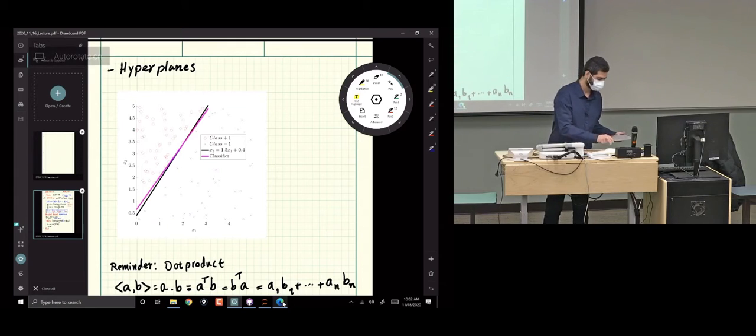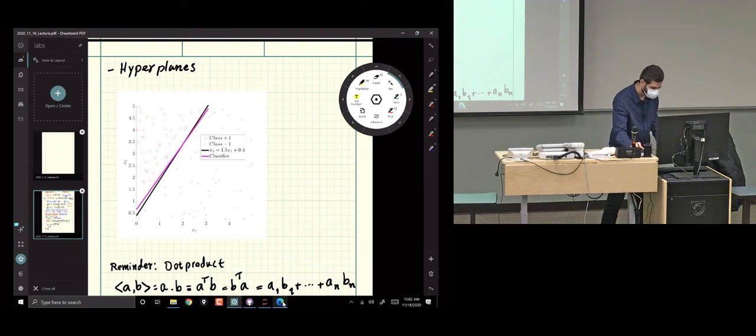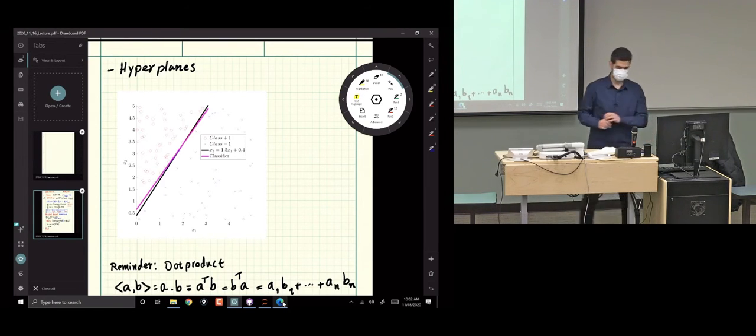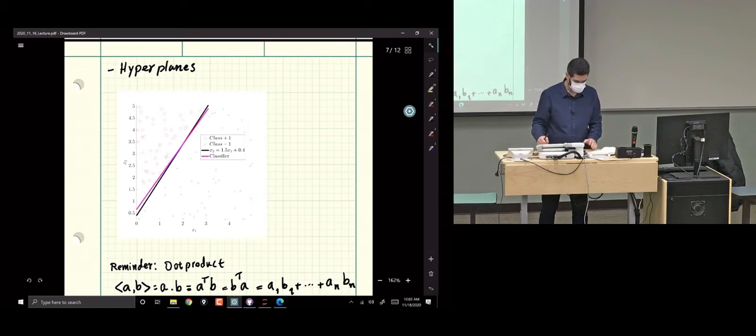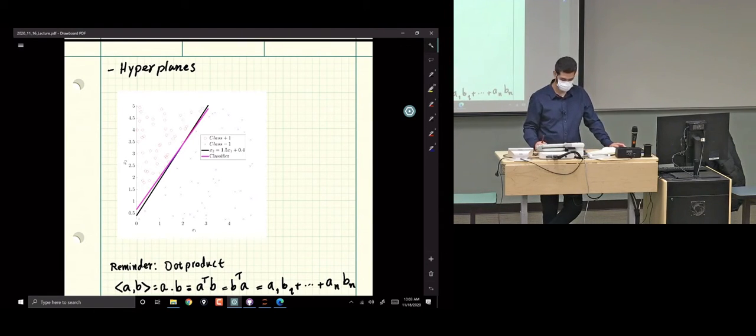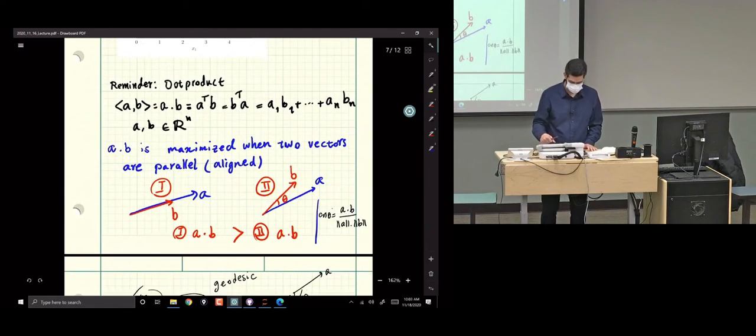So just a really quick recap. We were covering hyperplanes and how to separate two classes of objects. We talked about the dot product that you learned earlier.